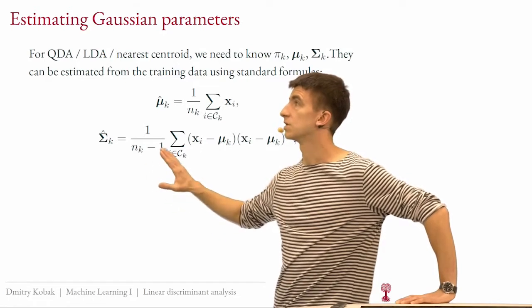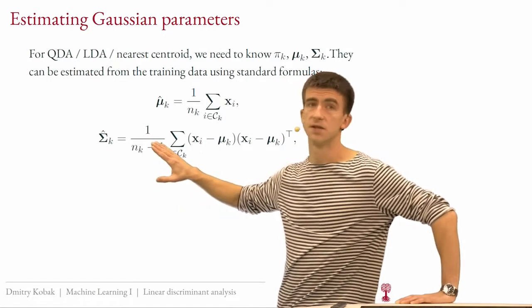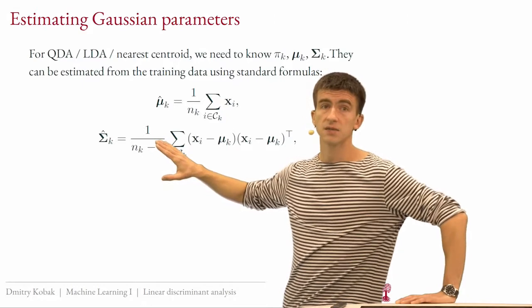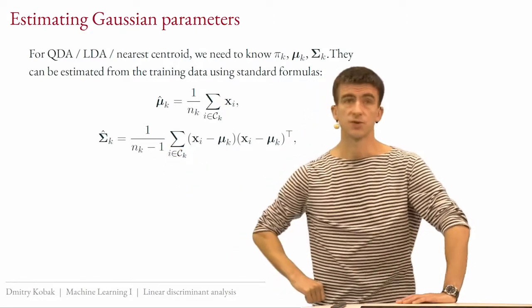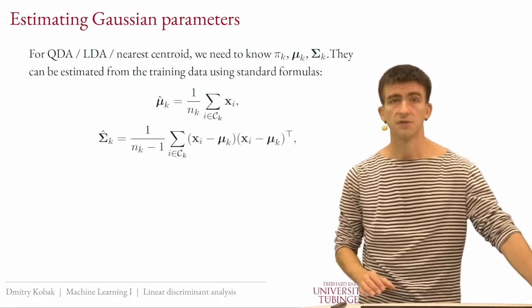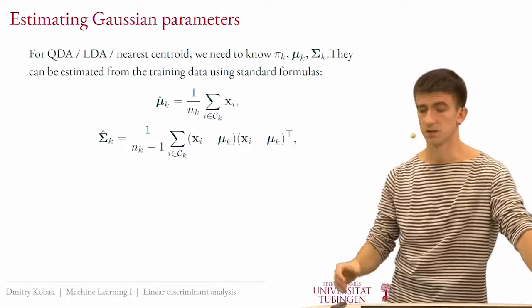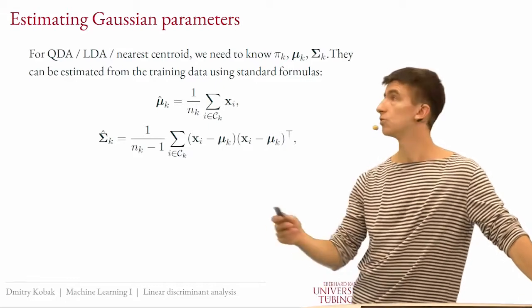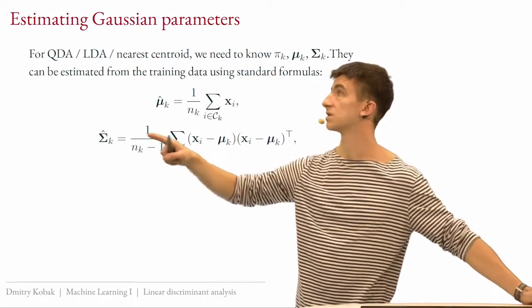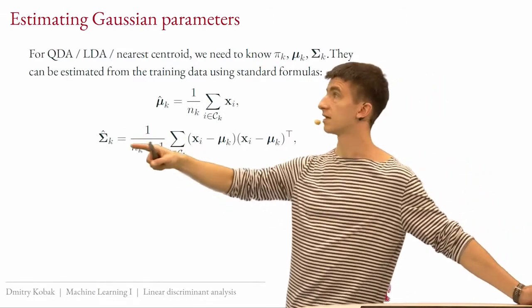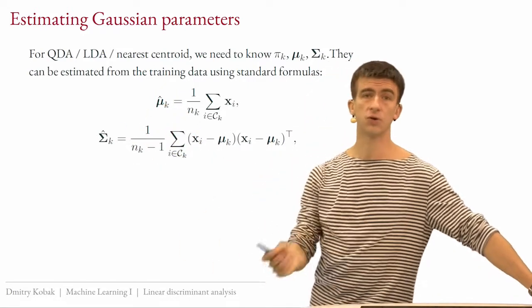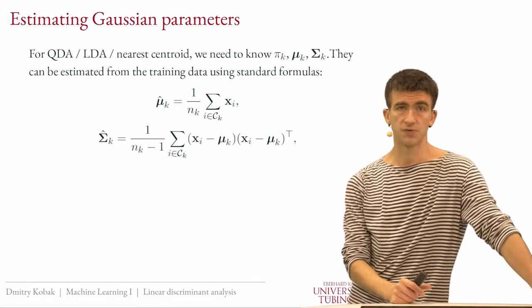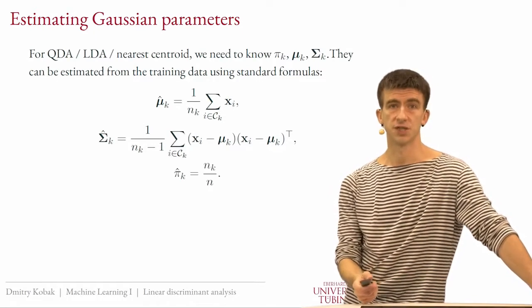So this can be either without minus one, this is the maximum likelihood estimate of the covariance, or one can correct the bias by subtracting one. This actually doesn't matter for today's lecture very much. You just estimate the covariance of this Gaussian, and that's why I'm putting a hat here, because this is an estimate given the training data. Then you use these values with the hat in all the formulas that I had in the previous slides to compute your prediction for the test data.